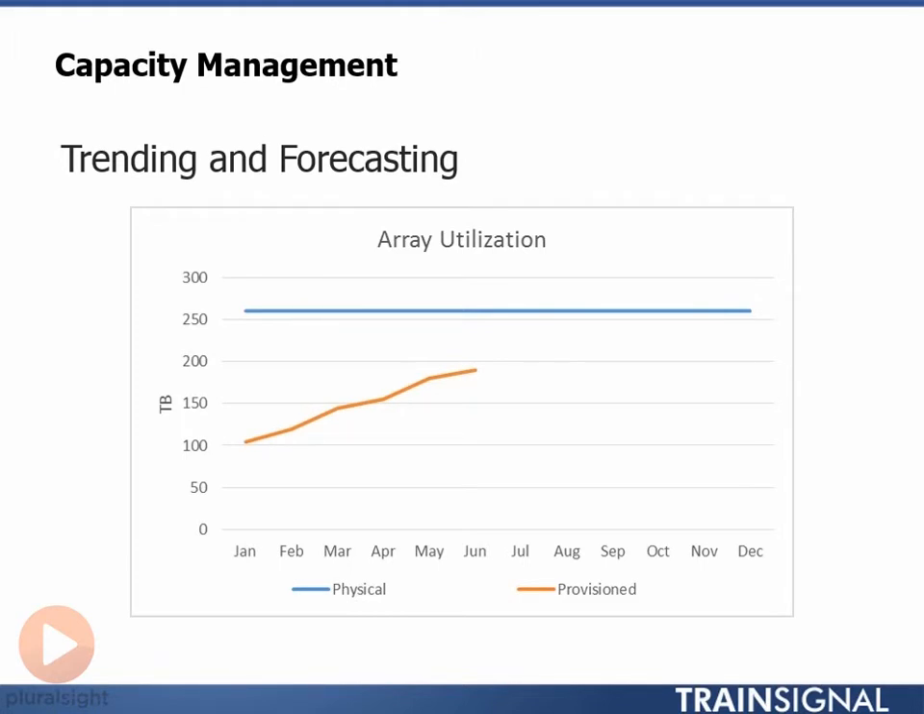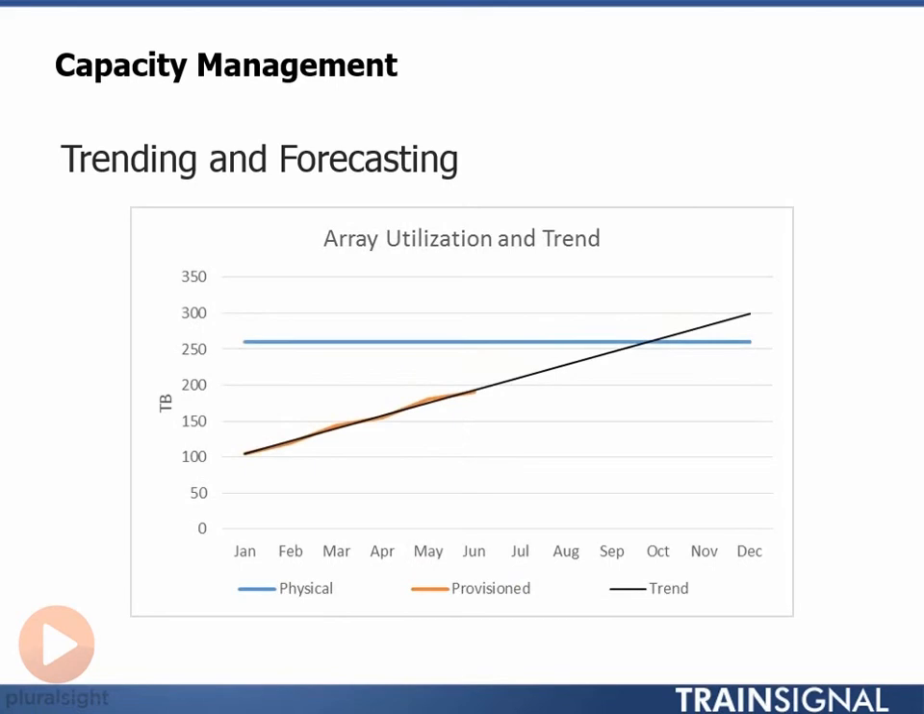But by adding a simple trending line, as we now show, gives us an idea of when we'll run out of capacity and won't be able to provision out any more capacity to our connected hosts. So we can now see that based on our current trend of the last 6 months, we're going to run out of capacity somewhere around the September-October time.